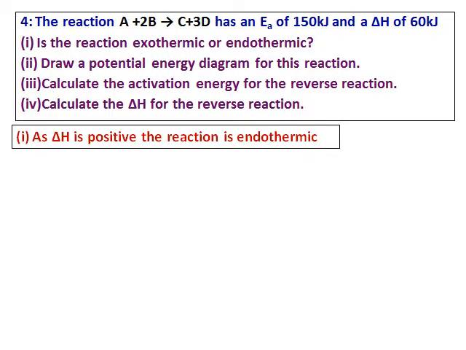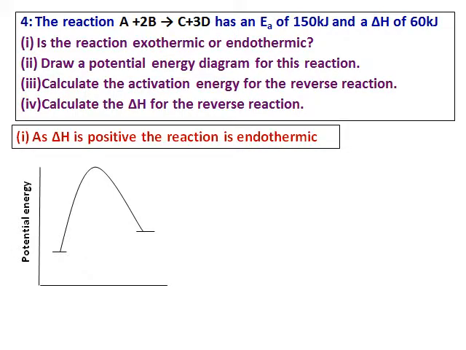Now, the first one, delta H is positive. Therefore, it's an endothermic reaction. And hence, the potential energy diagram for this reaction will look as shown over there, with the reactant at the lower energy than the product. So, this is easy up to this. Now, in the potential energy diagram, I have shown where the activation energy is also there, and the difference delta H, the difference between the reactant and product, is also shown there.